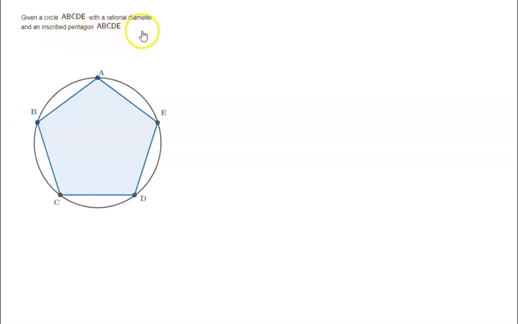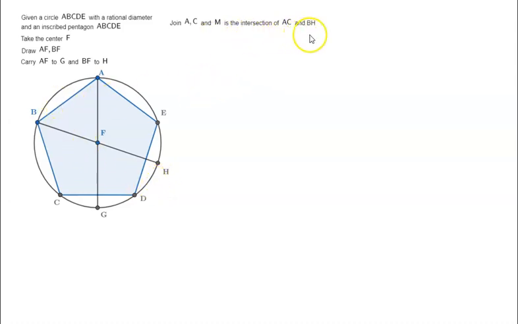Given a circle ABCDE with a rational diameter and an inscribed pentagon, take the center F, draw AF and BF, carry AF to G and BF to H, join AC, and M is the intersection of AC and BH. Now let's also mark the intersection of AG with CD as L. Now make FK equal to 1/4 of AF, and mark it on BH.